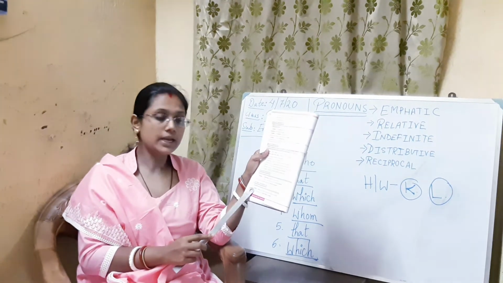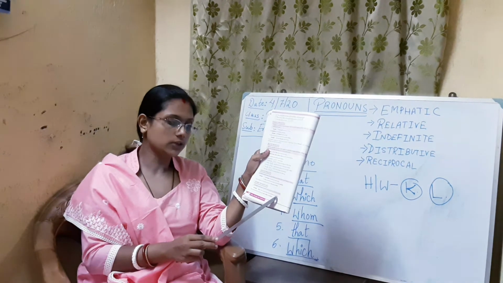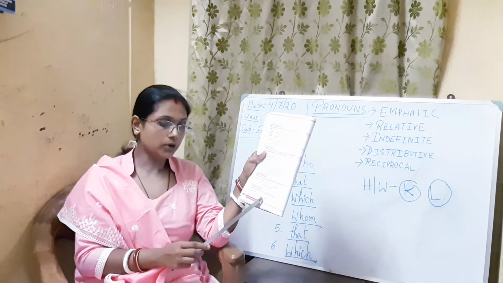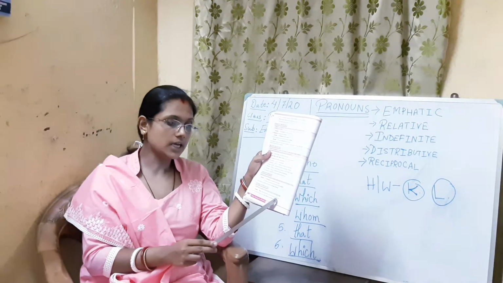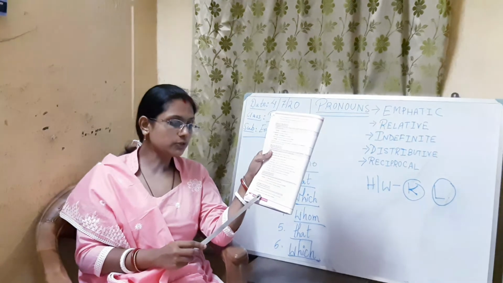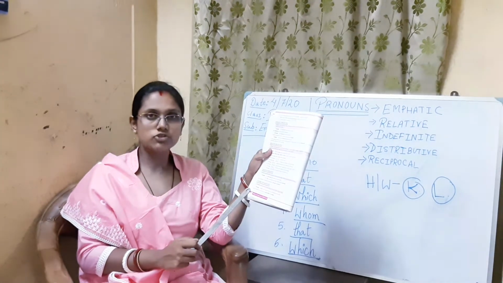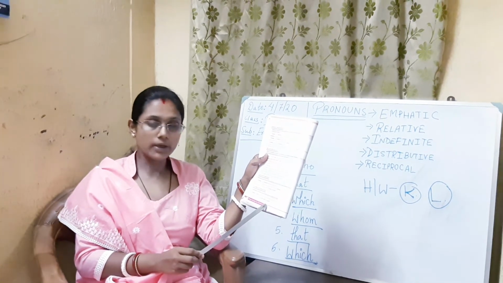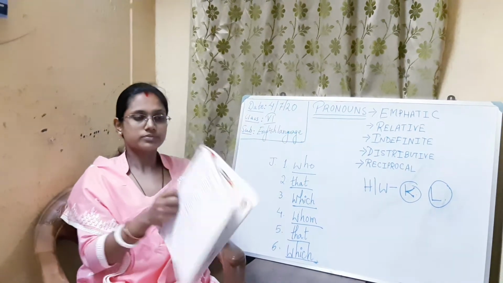For example, each of the students must carry his identity card with him. Here each student or every student is referred. So each of the students must carry his identity card with him. Some distributive pronouns are each, either and neither. What are the distributive pronouns? Each, either and neither. Okay, then please turn to page number 43.